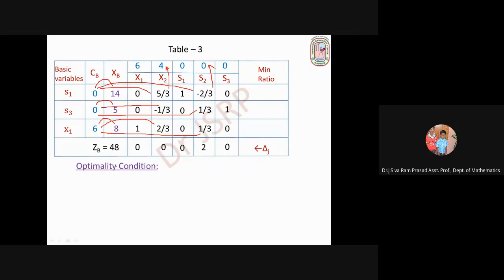So verify the optimality condition. So what is the optimality condition? All delta J greater than or equal to 0. So here observe all these values. All these are greater than or equal to 0, right? All delta j greater than or equal to 0. So the present solution is an optimal solution. So the optimality condition is satisfied. So the present solution is an optimal solution.